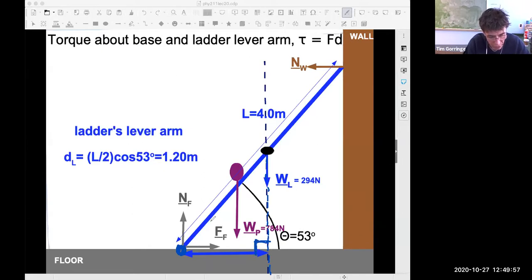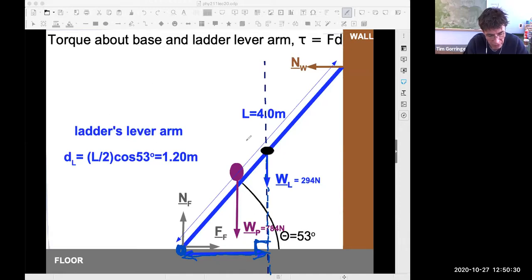And since we know the angle in the right-angled triangle downstairs is 53 degrees, we can calculate the lever arm here for the force of gravity on the ladder. It's the length of this line here. This time, notice it's adjacent to the angle of 53 degrees rather than opposite the angle of 53 degrees.